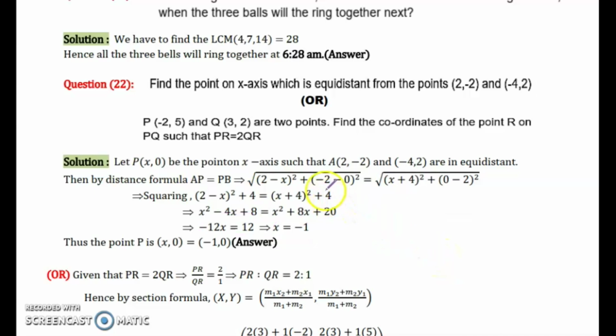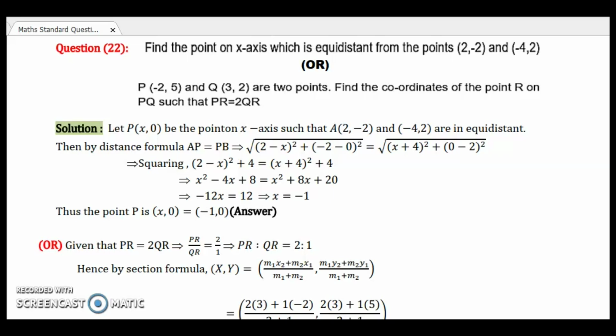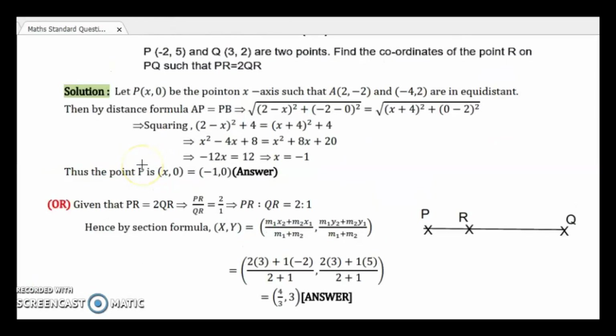Now come to the next question, which is an either-or type problem. P and Q are any two points. Find the coordinates of R on PQ such that PR equals 2 times QR. If you see here the ratio given, PR equals 2 times QR, that means PR by QR is equal to 2 by 1. That is PR:QR equals 2:1.